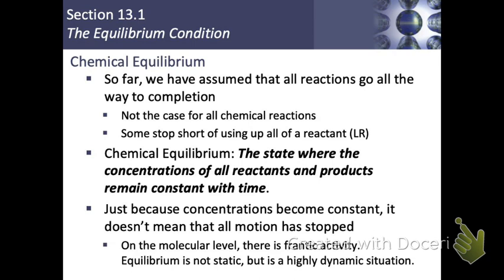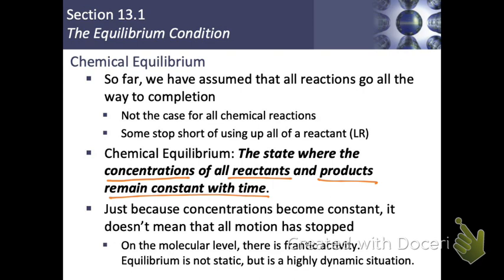What actually happens is that some of them stop short of using up all of their limiting reactants. Some of them continue to work back the other direction. They consider what's called a reverse reaction, okay? And so chemical equilibrium is the state in which the concentrations of reactants and products remain constant with time. So the reaction has reached equilibrium when the concentration of our reactants and concentrations of our products are unchanging, right?